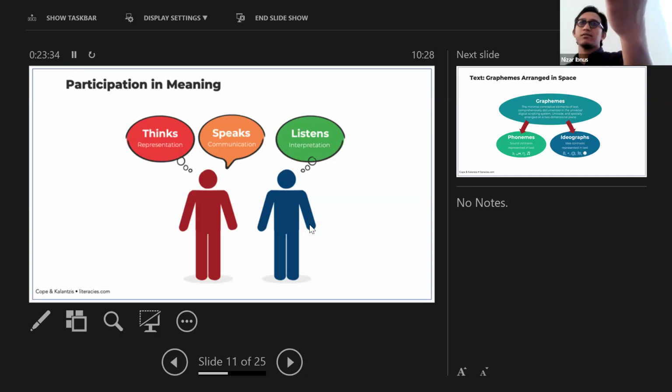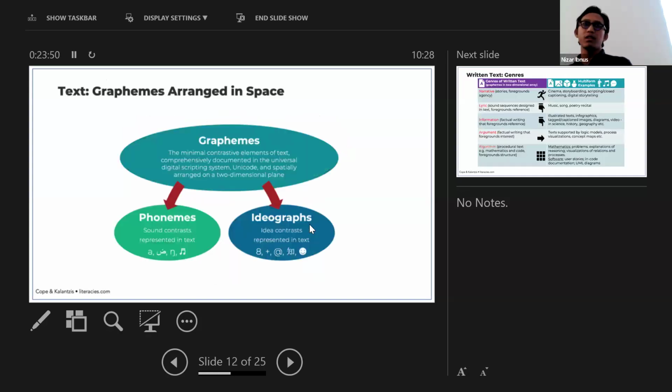And also, speaking is very important if we want to convey our representation. That is how meaning is exchanged in multiliteracies theory. Graphemes are one of the symbols that we use to communicate, and they can be in the form of letters, and they can be in the form of emoji or emoticons, and they have two aspects: phonemes and ideograph.